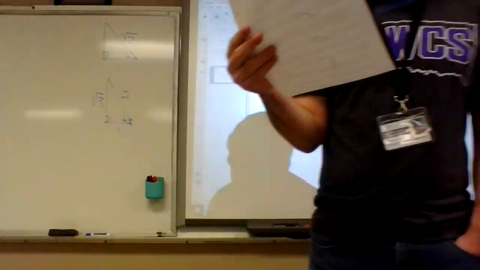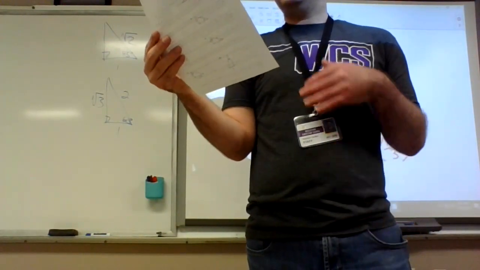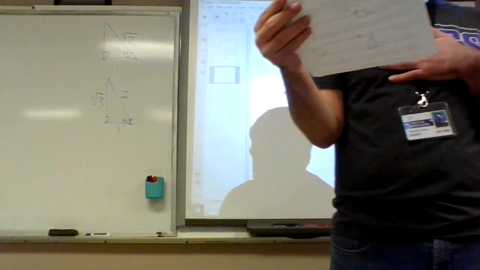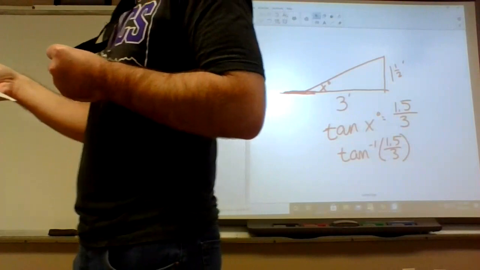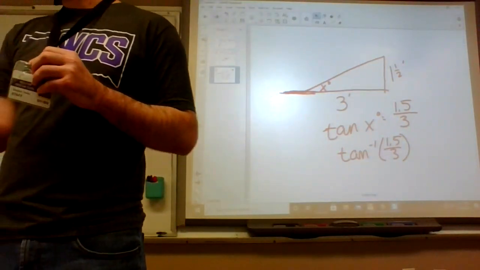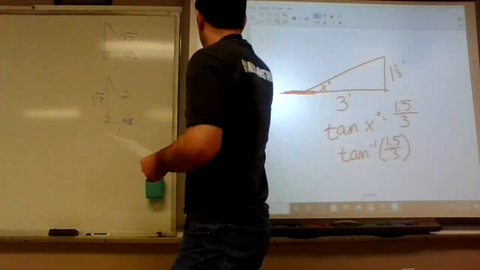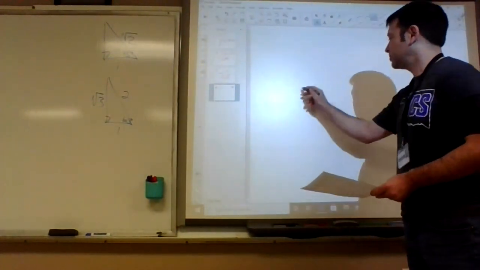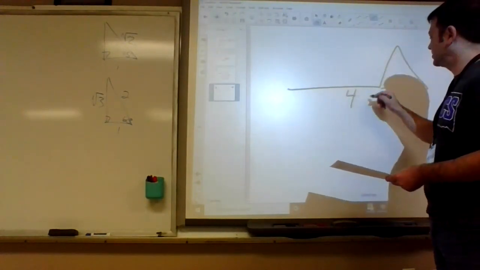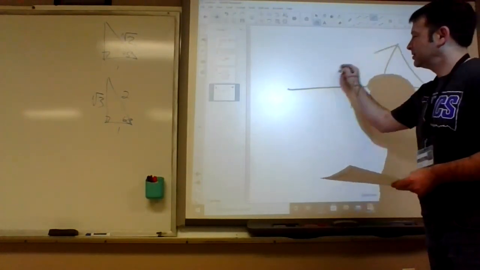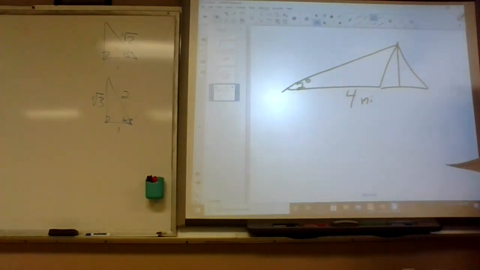Okay, number 5. You are driving along a flat road approaching some mountains. As you pass a sign that informs you that the mountain is 4 miles away, the angle of elevation to the highest peak you can see is 2 degrees. What is the height of that peak? So, the mountain is 4 miles away. Angle of elevation is 2 degrees. How tall is the mountain?